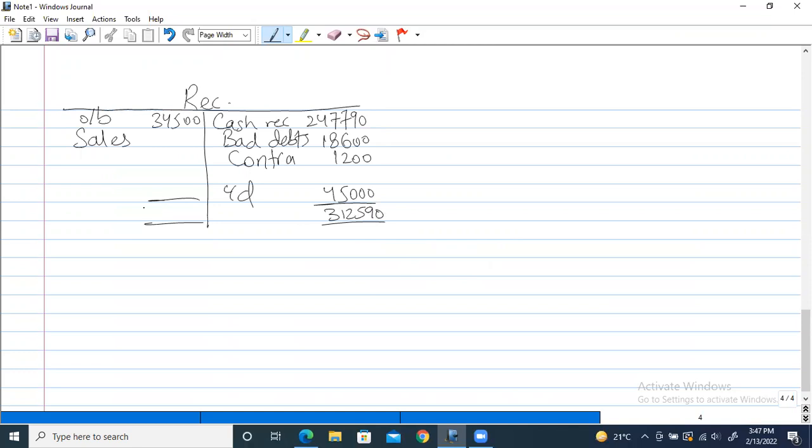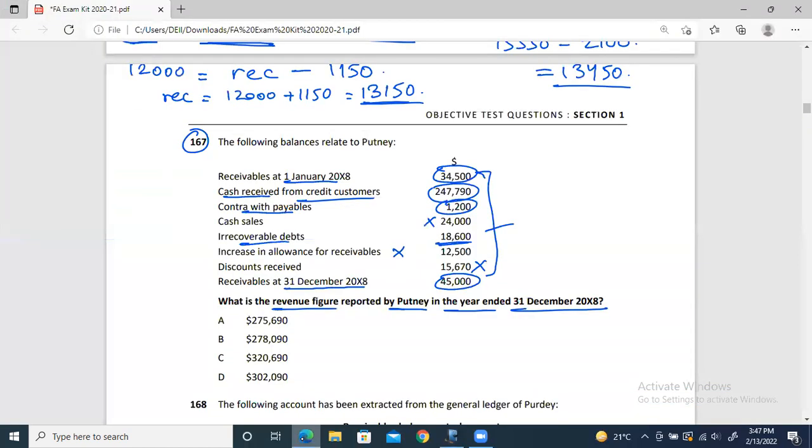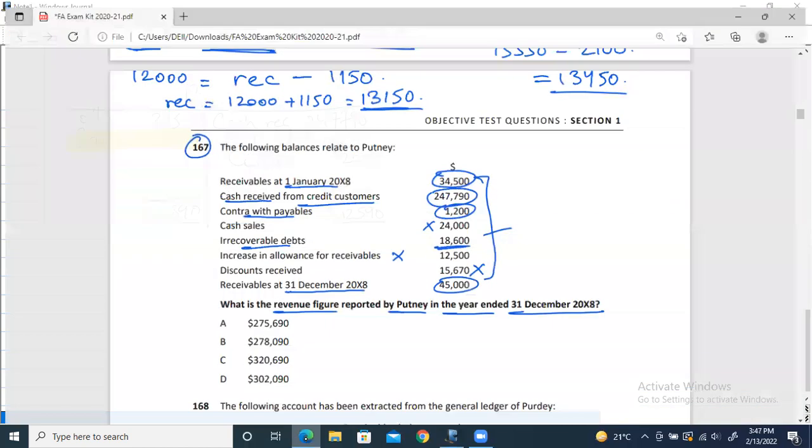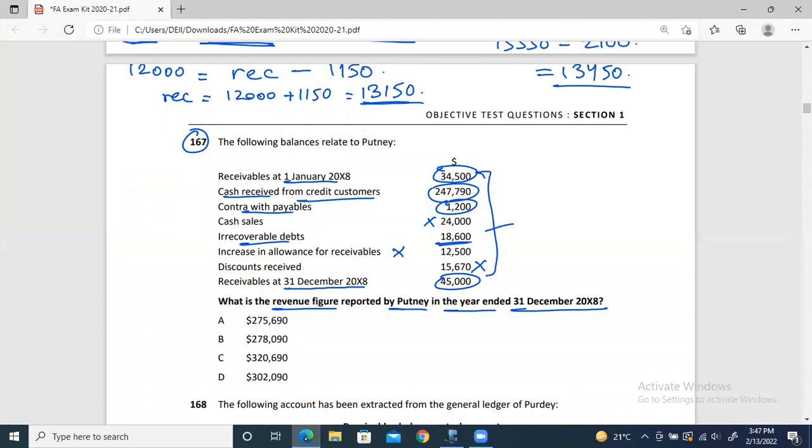So this is giving us 312,590 and 312,590. So if we minus 34,500 from this, we get the answer. Yes, this is 278,090. This is the credit sales amount, that is 278,090. So the correct option over here would be option B, 278,090.